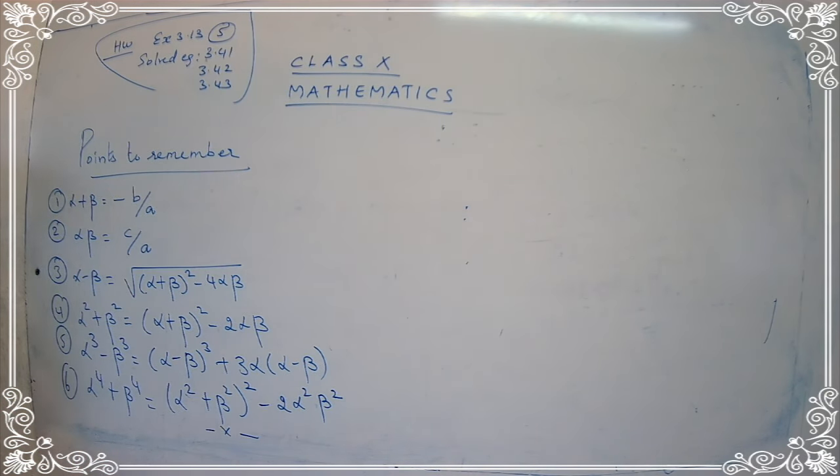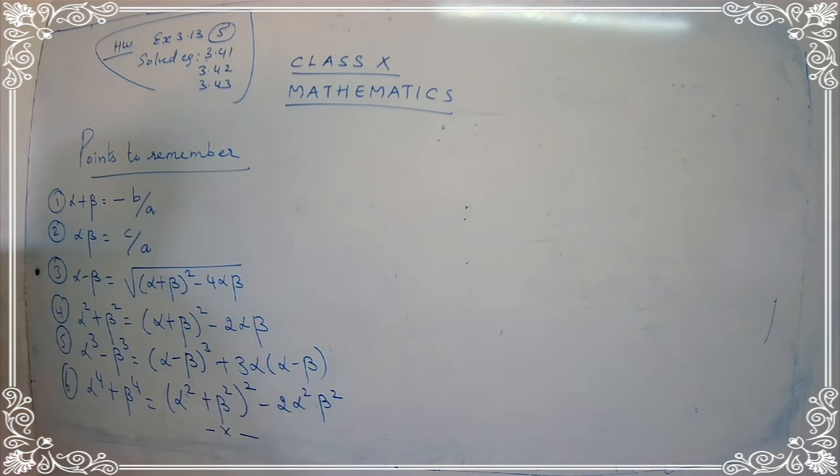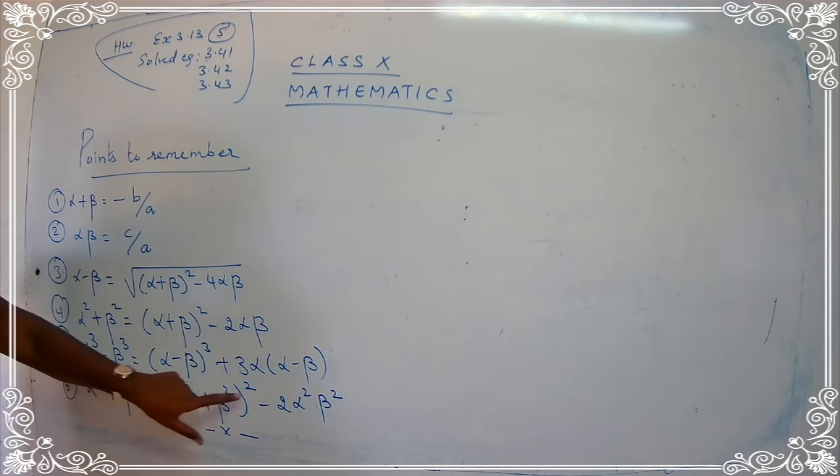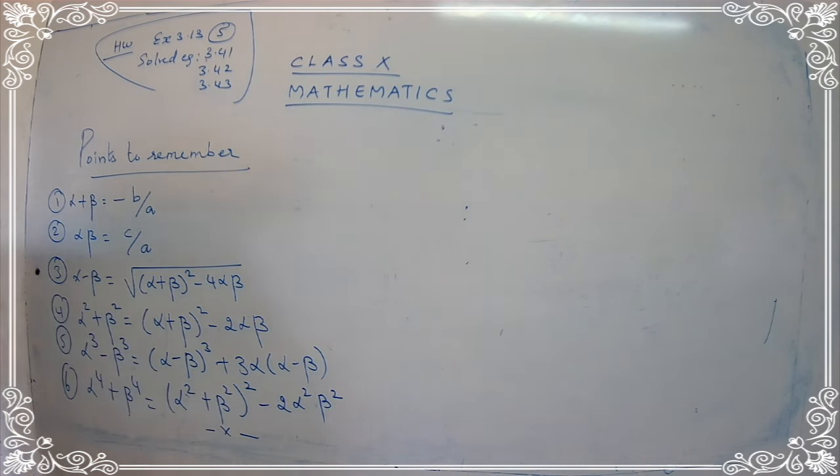Alpha raised to 4 plus beta raised to 4 is alpha square plus beta square the whole square minus 2 alpha square beta square. Let's repeat the formula for alpha raised to 4 plus beta raised to 4. What is the formula? Alpha square plus beta square the whole square minus 2 alpha square beta square. So these are some of the formulas that you have to remember. Just go on studying your formulas also, children.